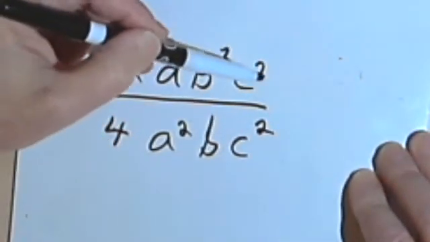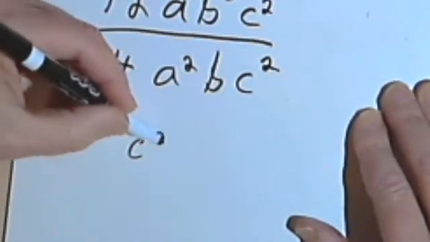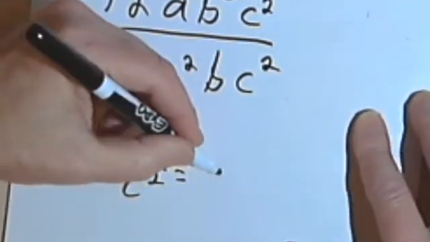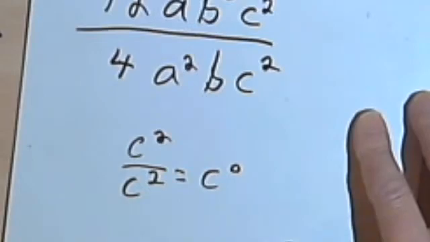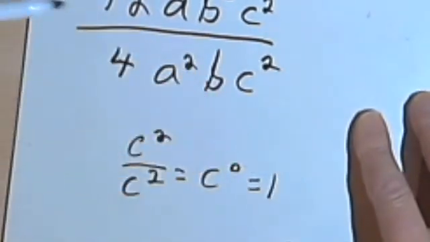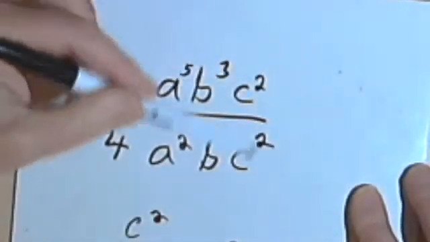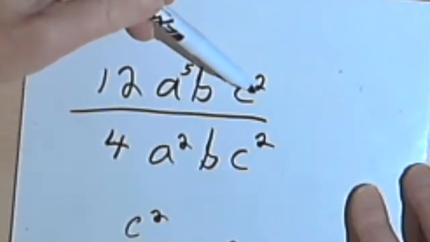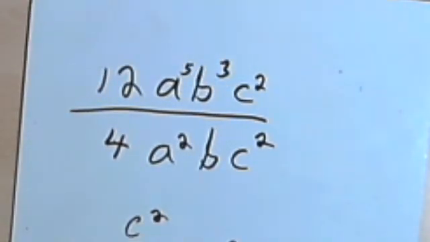And remember, by the way, when you get to this last part, c squared over c squared, well, 2 minus 2 is just c to the 0, and that would just be 1. But if there are other numbers, like the answer I'm going to get to this division problem, I wouldn't even have to write the 1. Okay? So I guess that's all I need to tell you.